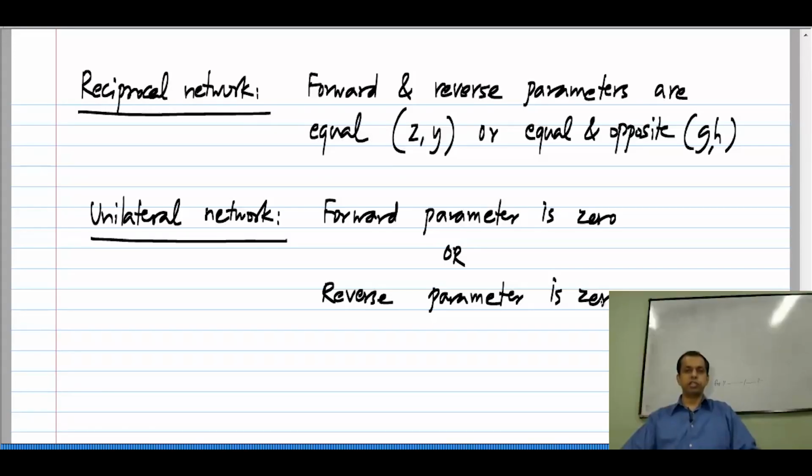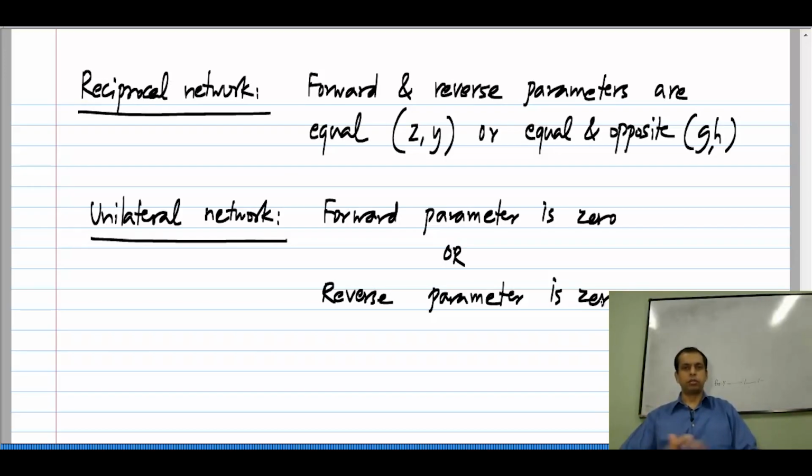Of course, if both these are 0, if both the forward and reverse parameters are 0, that means that there is no communication between port 1 and port 2. You may as well have two separate circuits, two separate resistances, one connected to port 1 and one connected to port 2. Of course, this is not a very interesting two port network, because if there is no relationship between the two ports, you can simply treat the whole thing as two separate one port networks.